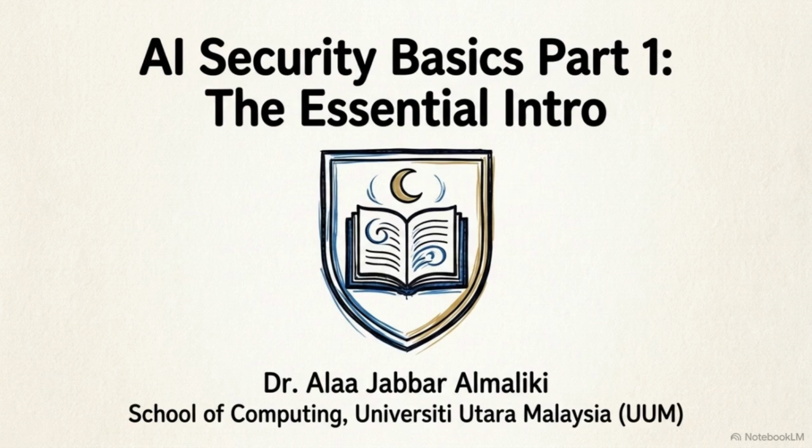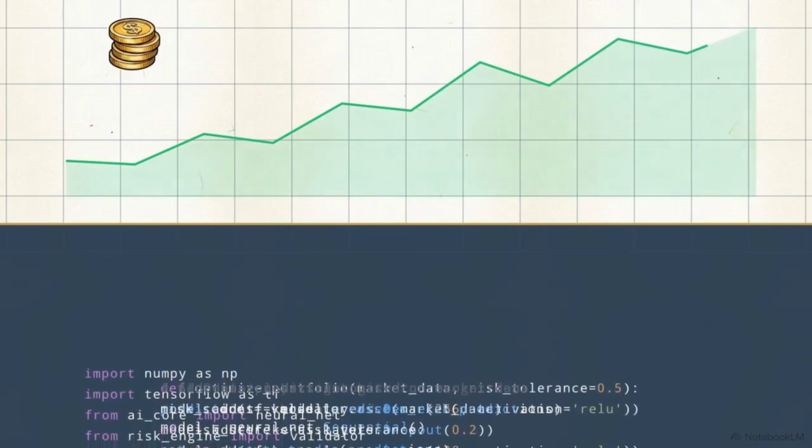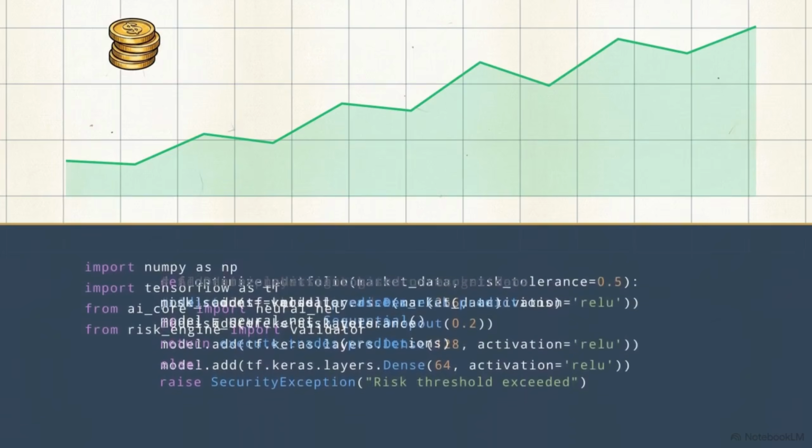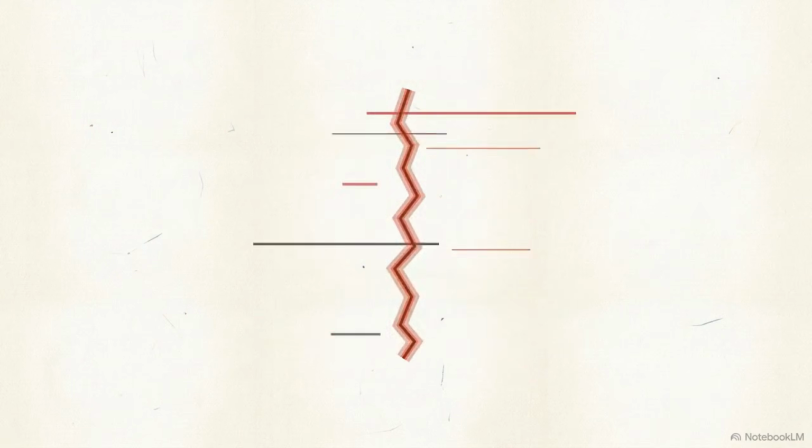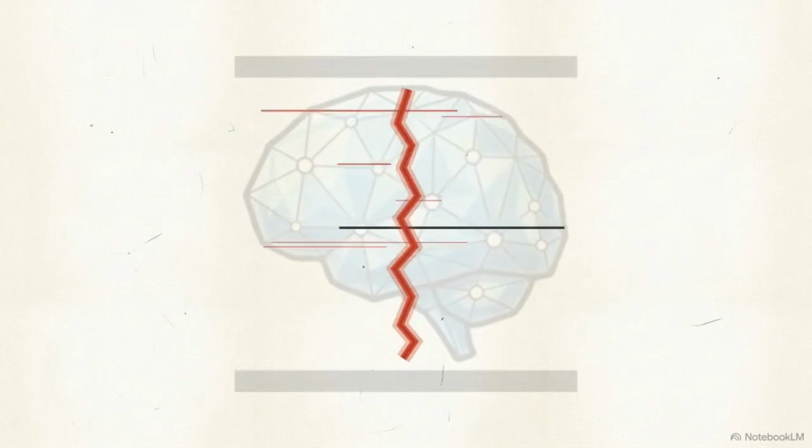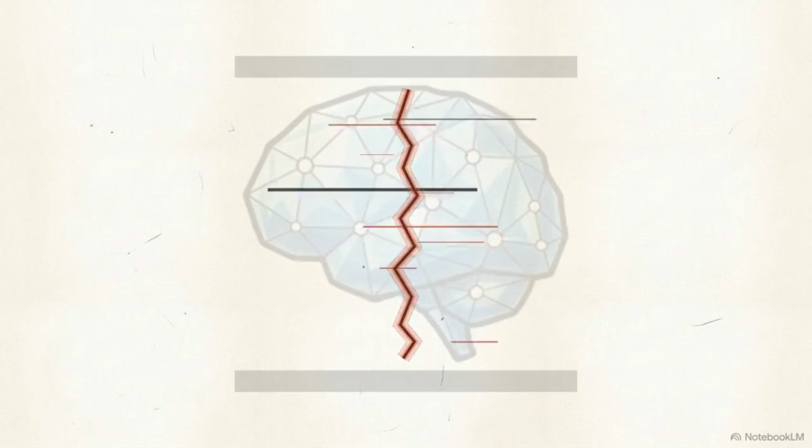On behalf of Dr. Ala Jabbar Al-Maliki, we're going to explore a critical gap in our digital world. We trust artificial intelligence to manage our finances and write our code, but we often rely on a false assumption that the security methods we used for traditional software will protect these new minds.